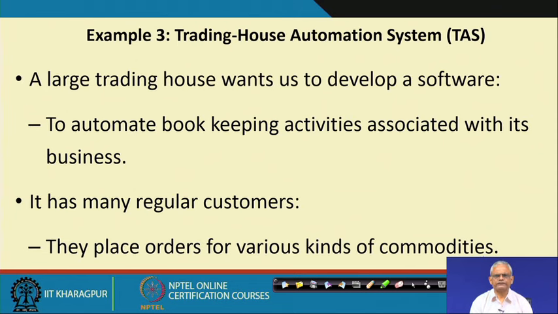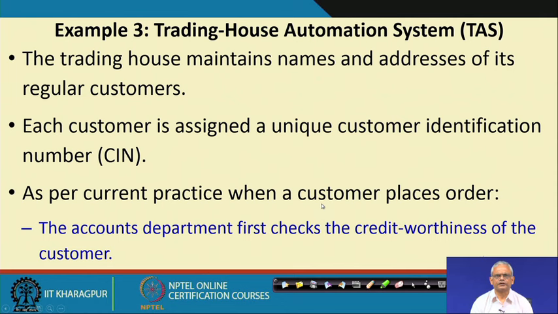Even the tic-tac-toe problem was a very simple problem. Now, let us do a slightly more sophisticated problem, which is the trading house automation system. In this, there is a trading house which wants us to develop software to automate its bookkeeping activities. The trading house has many regular customers who place orders for various kinds of commodities with it. Now, the trading house has a set of registered customers, call them regular customers, and each customer has an identification number.